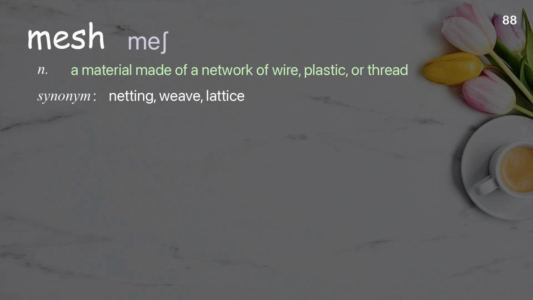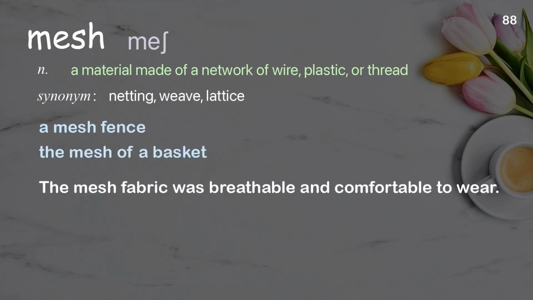Mesh: A material made of a network of wire, plastic, or thread. Examples: A mesh fence. The mesh of a basket. The mesh fabric was breathable and comfortable to wear.